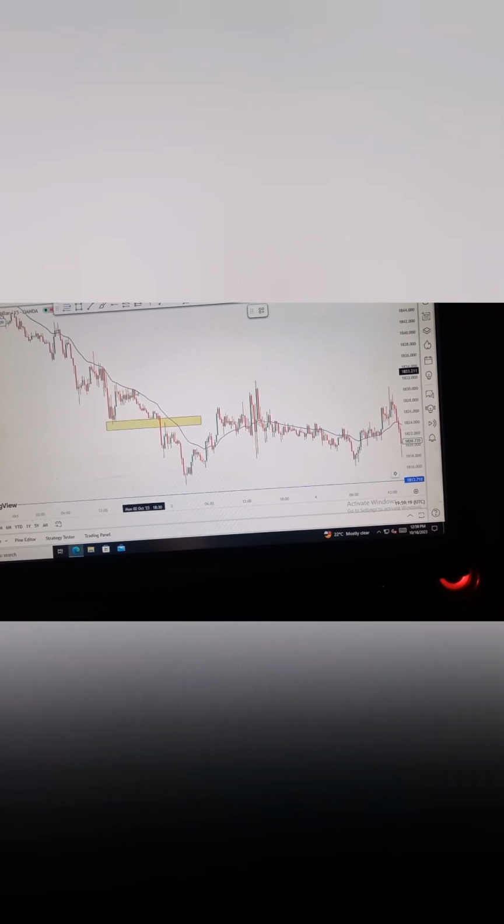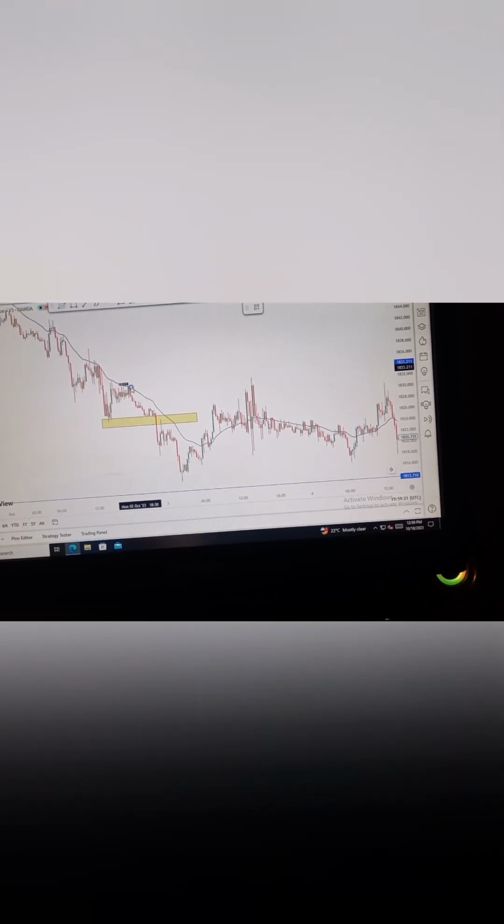You see? And it broke that support area. The move started was here, man, before it broke this area. So we put the Fib from there, you see, to our swing low. Then we see the retracement fall on the area where support became resistance.